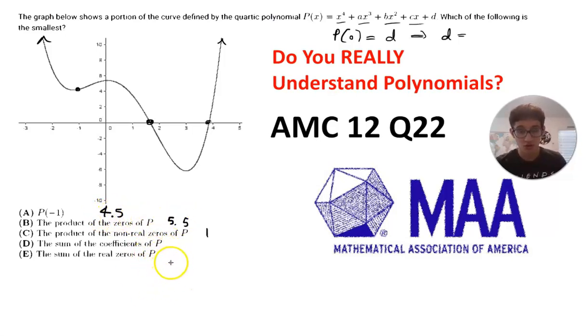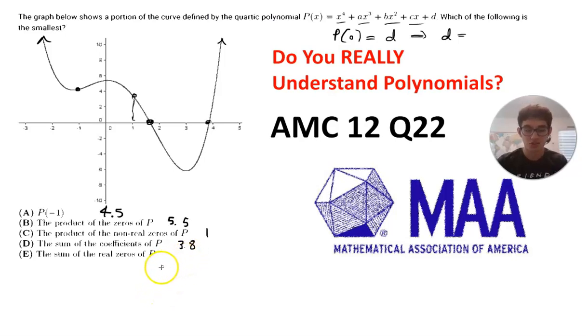Sum of the coefficients of p, super common thing that comes up all the time. It's just p of 1, right? P of 1. And so if you plug that in, it's just going to be 1 plus a plus b plus c plus d, which is what we want. And then over here, it's about this high. So that's like, what, like 4 maybe? Let's say 3.8.